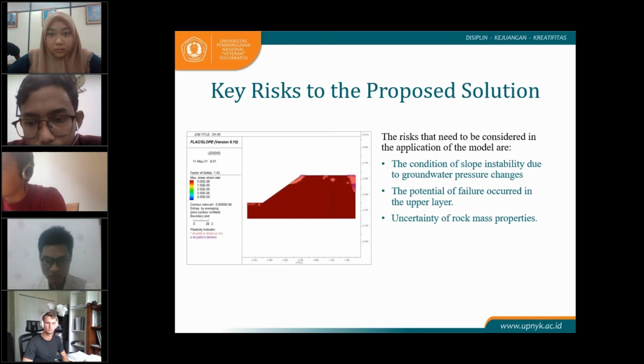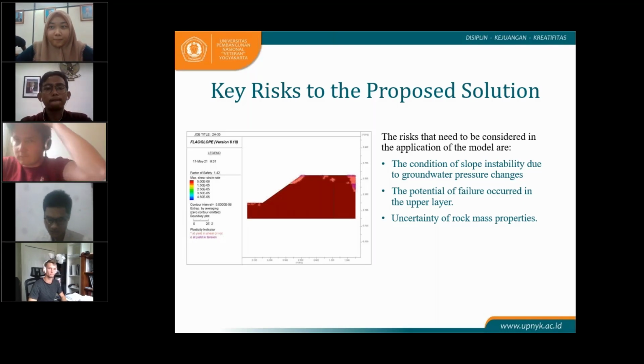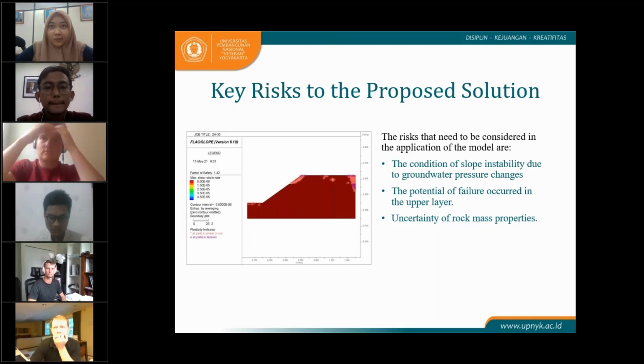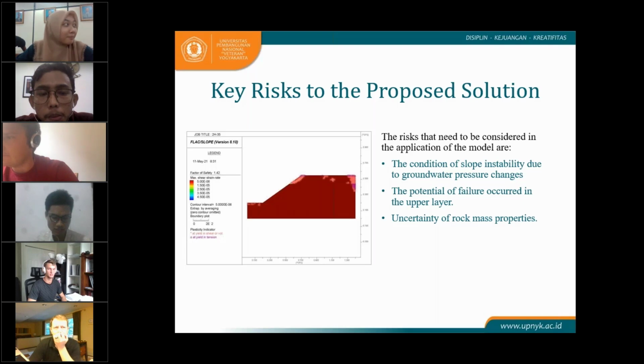Risks to the proposed solution. The risks that need to be considered in the application of the model are, first, the condition of slope instability due to groundwater pressure change. Water pressure affects the effective stress and thus the slope stability. Second, the potential for failure occurring in the upper layer.